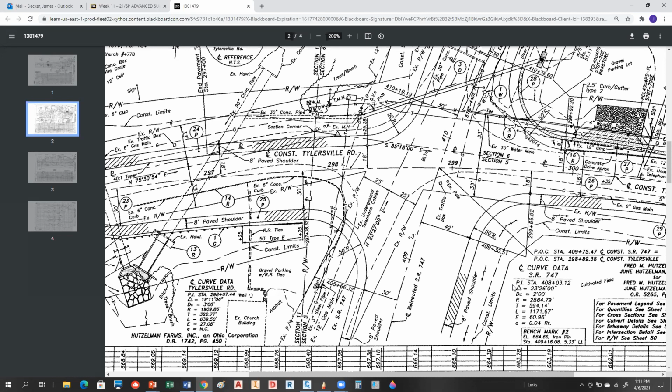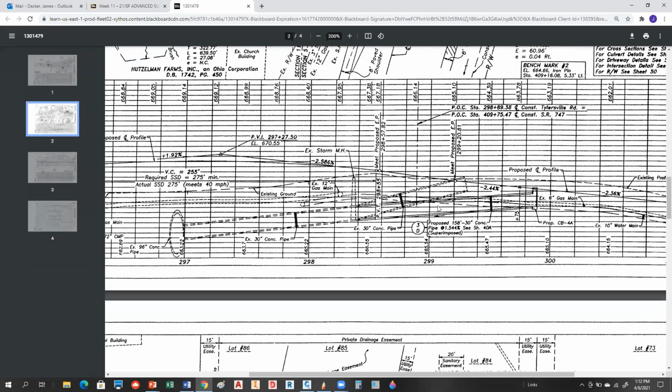And notice here we've got PI station, delta, degree of curve, radius, T, L. All of that stuff is talking about this curve for State Route 747, which is this curve right here. And then you'll find another center line curve data right here. This is for Tylersville, and that's the one right here. Like I said, this is the actual set of plans they used to build this thing about 20 years ago. So this is called your plan sheet. That's what we've just been talking about, plan view objects. Now we're going to dive into this guy here.